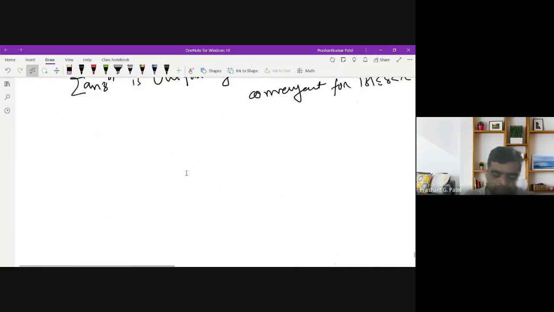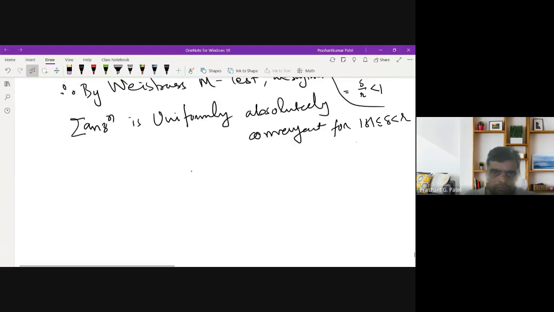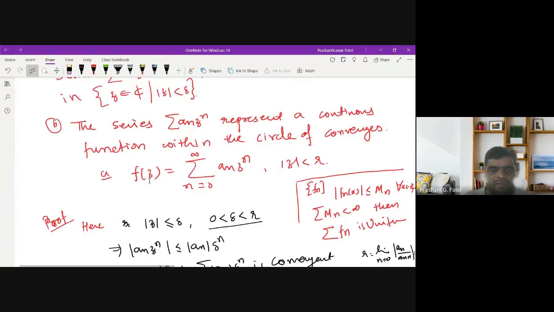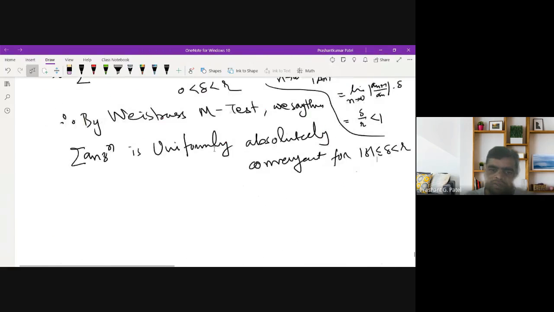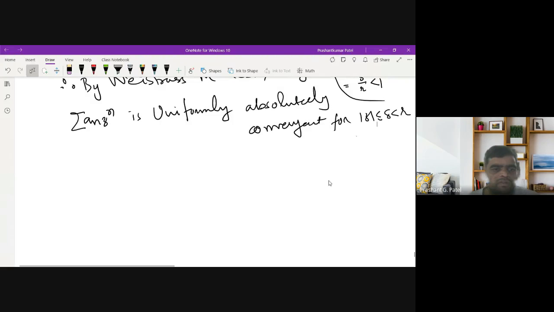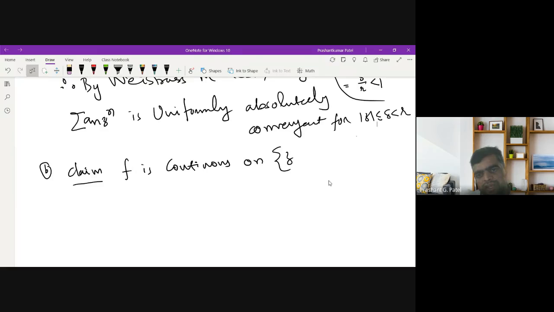In the second part, we have to prove that this function f, which is a limit function, is continuous. That is the objective, and it is continuous due to the uniform convergence. So in the second part, our claim is to prove that f is continuous on all z such that mod z is less than delta.